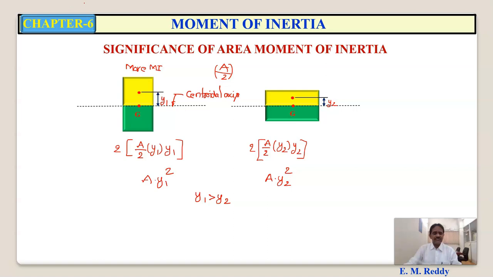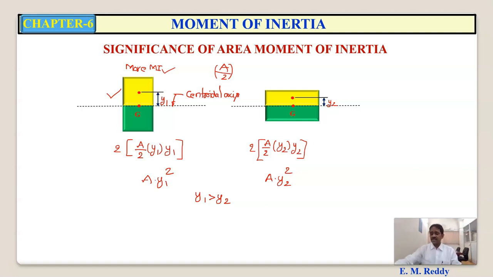So here the section is vertical. Here the section is vertical. So it has more resistance against bending than the second section. Why? Because the first section has more moment of inertia, more area moment of inertia.